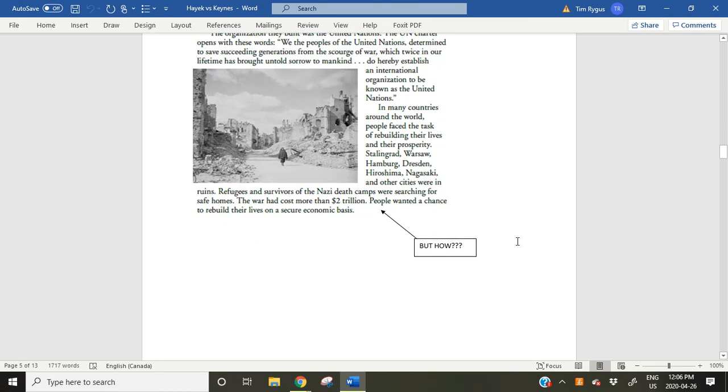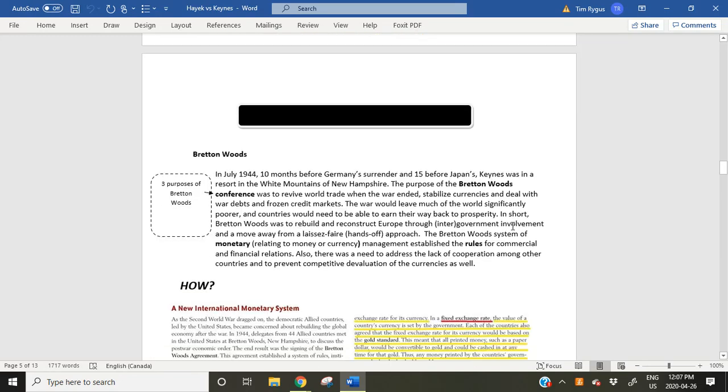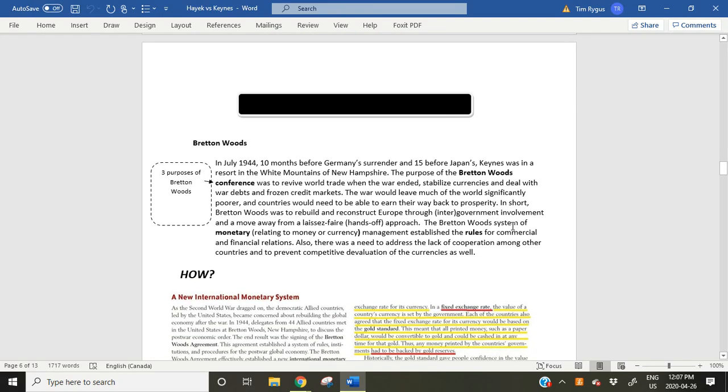And so, this is one of the things that we start to see entering the new kind of economic order. So, let's talk about Bretton Woods for a bit. Bretton Woods is a place in New Hampshire, but it was a conference in 1944. So 10 months before Germany surrendered, 15 months before Japan surrendered. John Maynard Keynes is leading this, and they had a few ideas that came out of it.